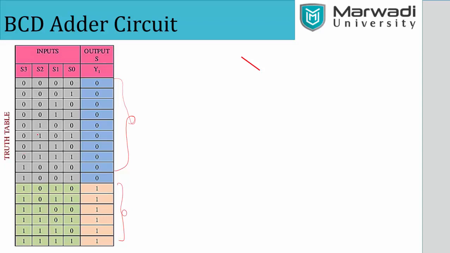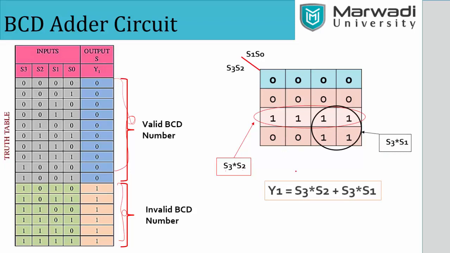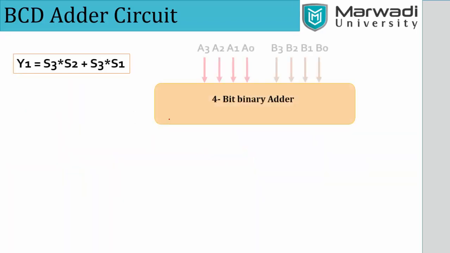Now if I want to design a logic circuit, I must design a Boolean expression based upon this truth table. So there is only one option, draw the K-map. So you have a K-map with S3, S2, S1 and S0. Substitute all these outputs on the 4-variable K-map and make pairs. This is one pair, that is S3 into S2. Here is a pair of 4 ones, that is S3, S1. So the output is equal to S3 dot S2 plus S3 dot S1. You require 2 AND gates and 1 OR gate. So this is the circuit I will get to detect an invalid BCD number.